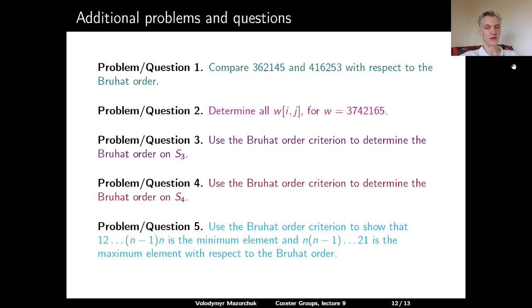And problem question 5. Use the Bruhat order criterion to show that 1, 2, and so on n, so the identity, is the minimum element, and n, n minus 1, and so on 1, so the longest element, is the maximum element with respect to the Bruhat order for any n.